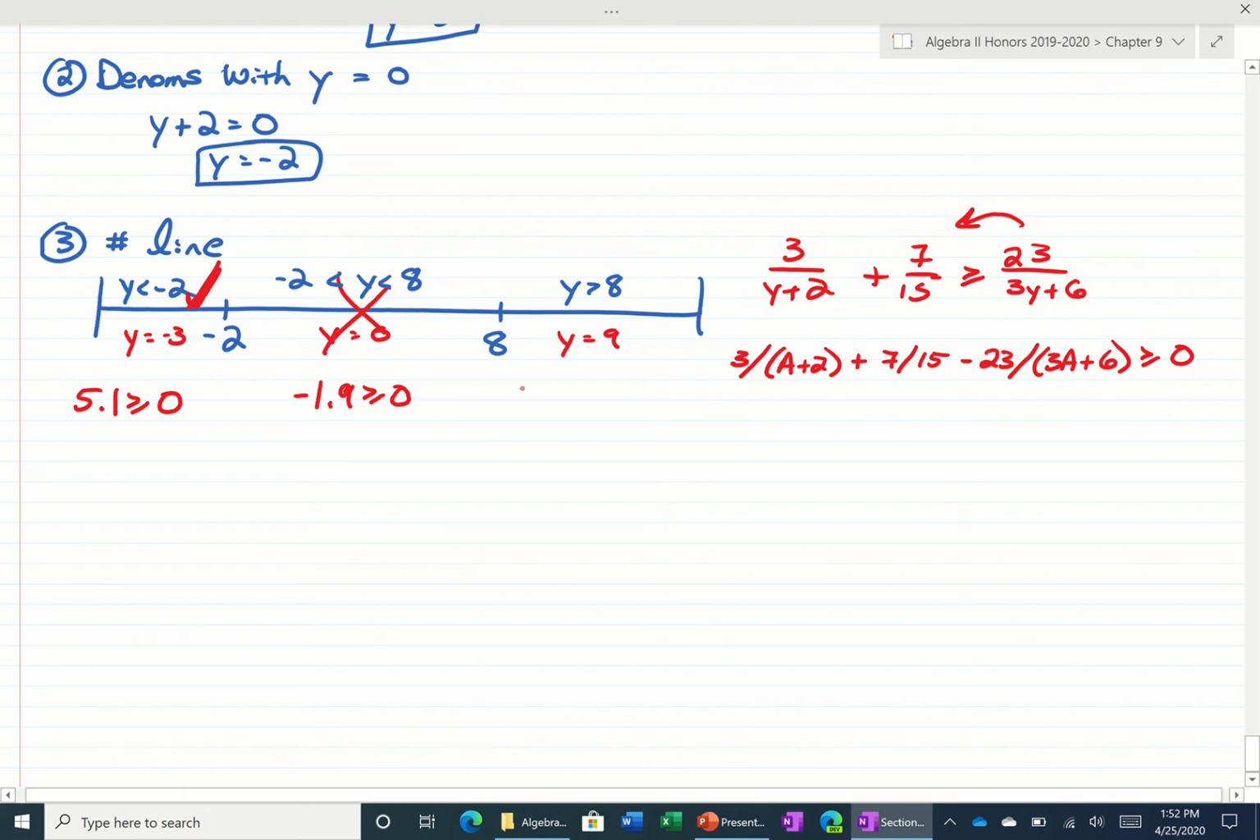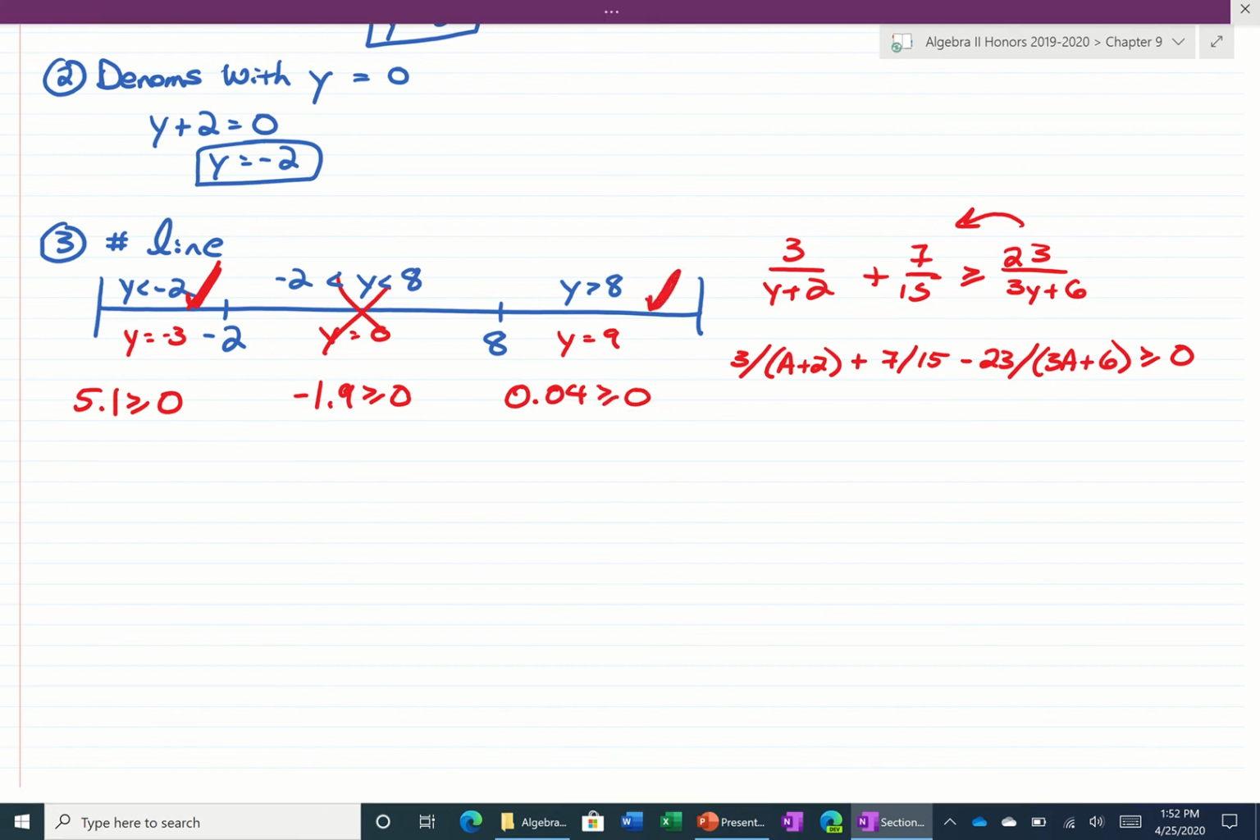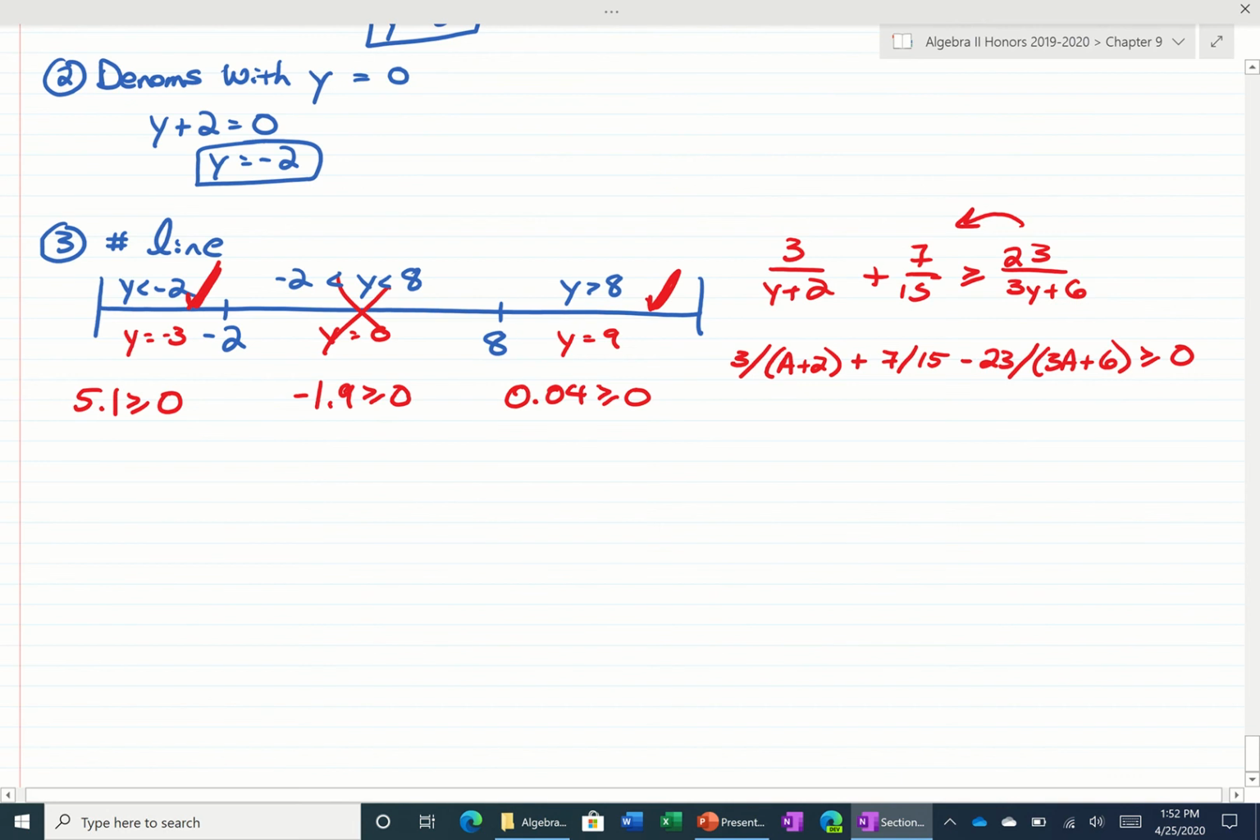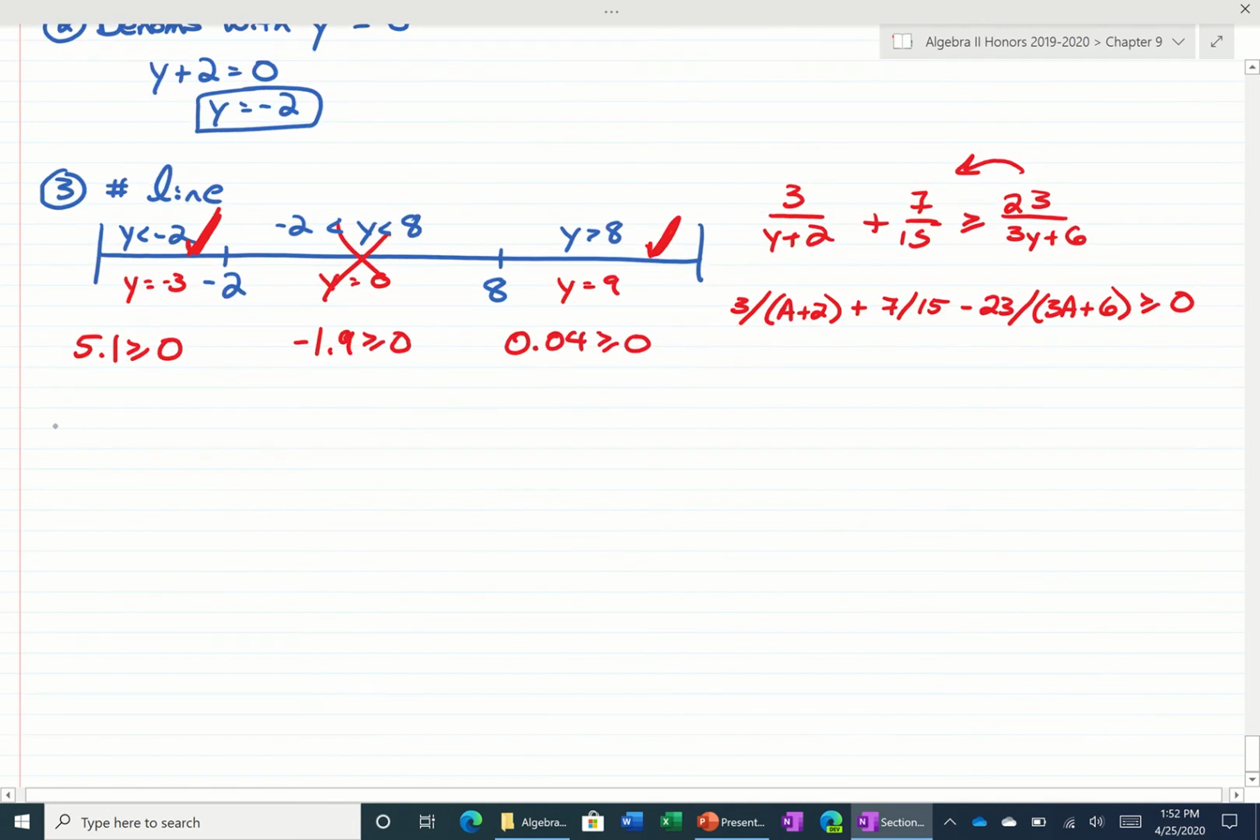we get 0.04 is greater than 0. That's true. So our last step, let's just test our boundaries. So could y be less than -2? Or we could use a union symbol. Y is greater than 8.